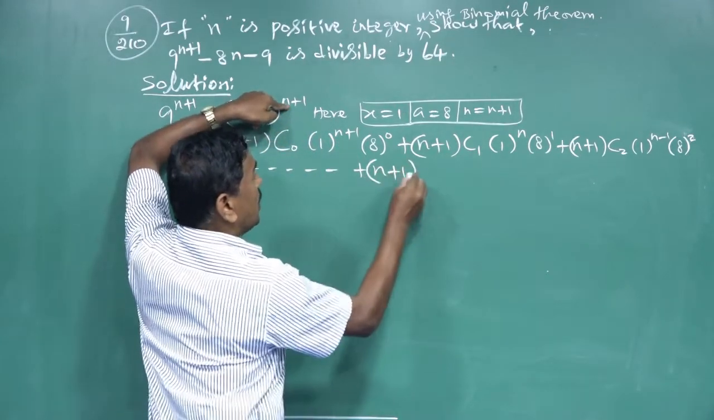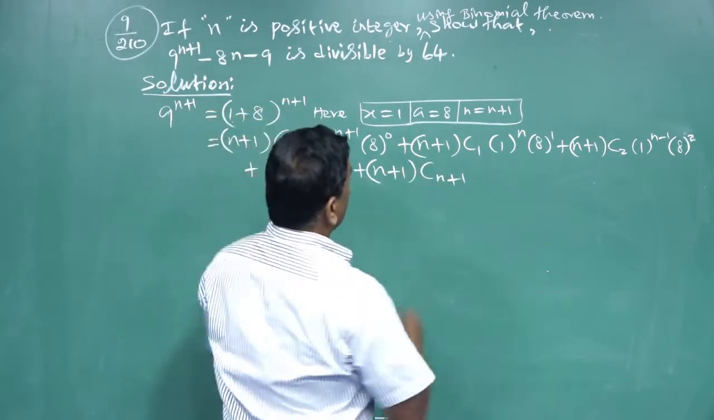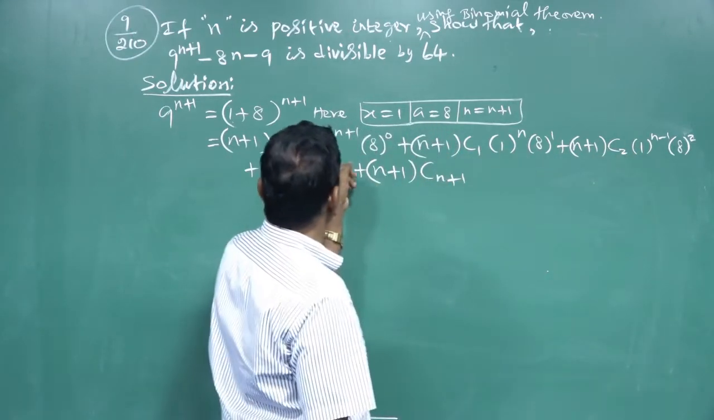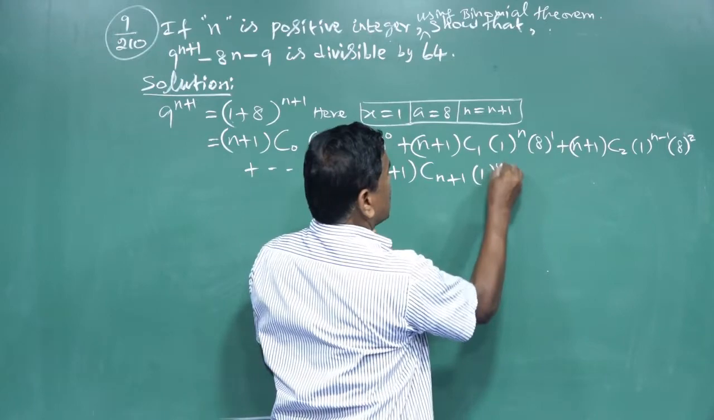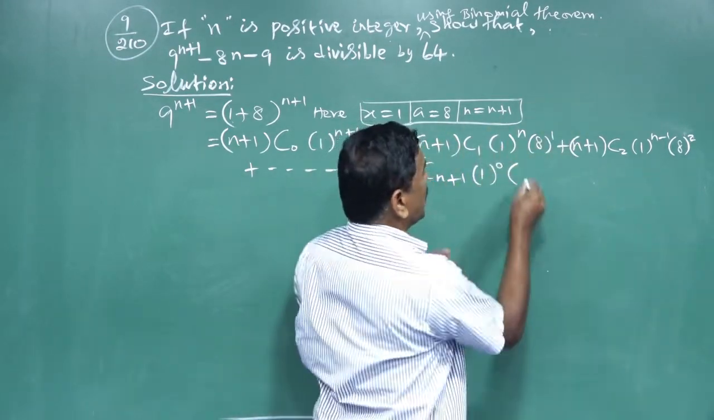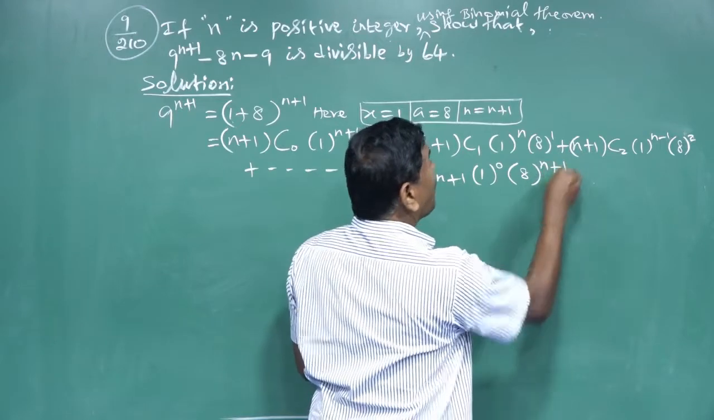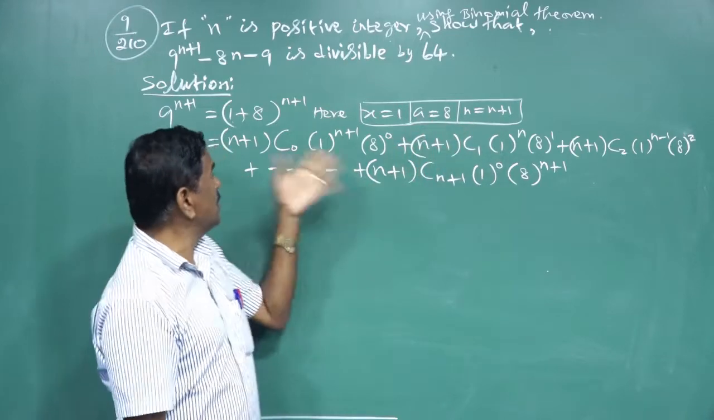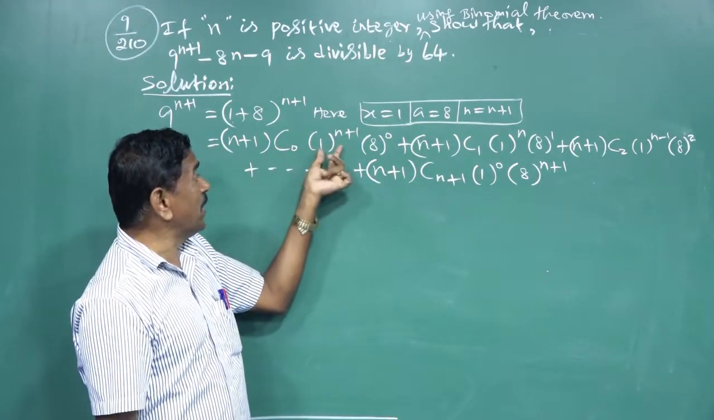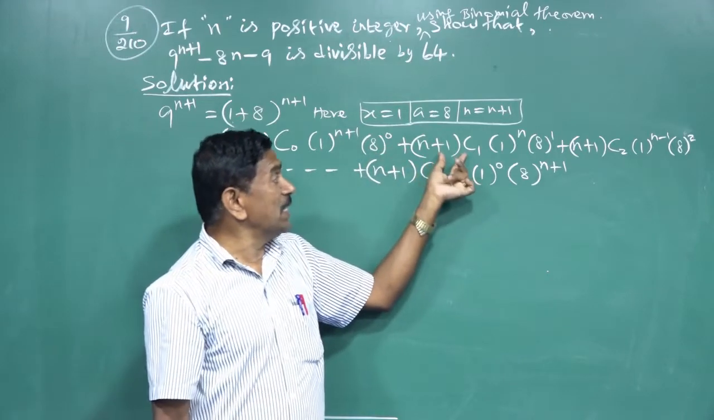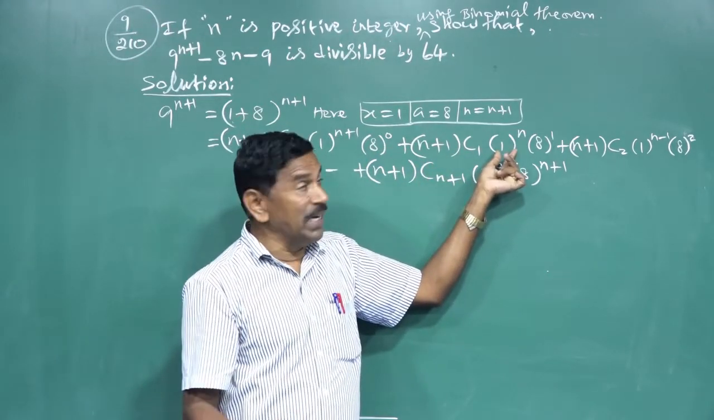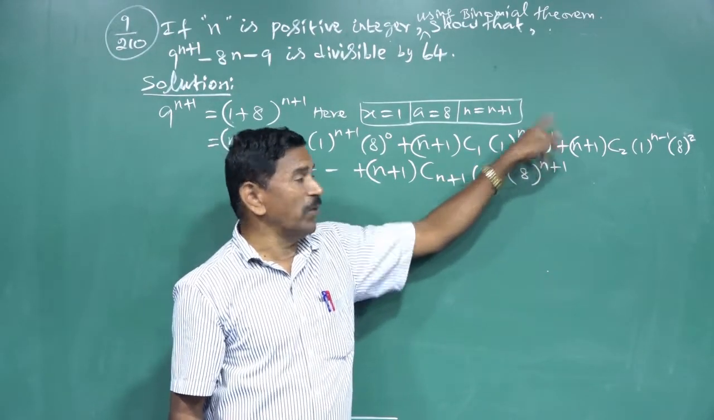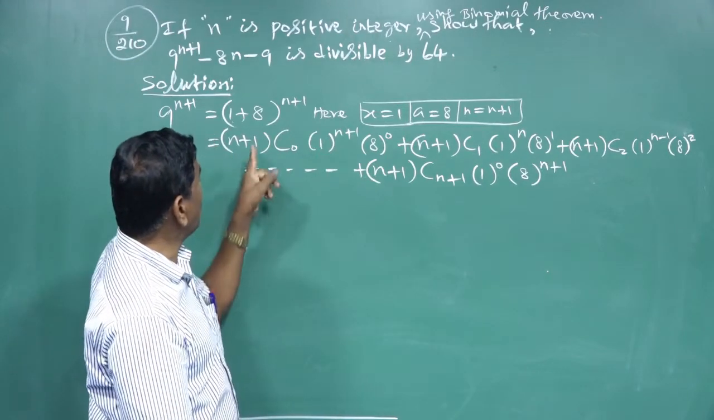So n plus 1 C n plus 1 into x, here x powers are reducing, so x power 0, into a, powers are increasing, so a power n plus 1 because n equal to n plus 1. Remember n equal to n plus 1. Listen, it is of the form nC0 x power n into a power 0, nC1 into x power n minus 1, x power one less, into a power 1. Likewise. Remember, it is very simple, where n equal to n plus 1.